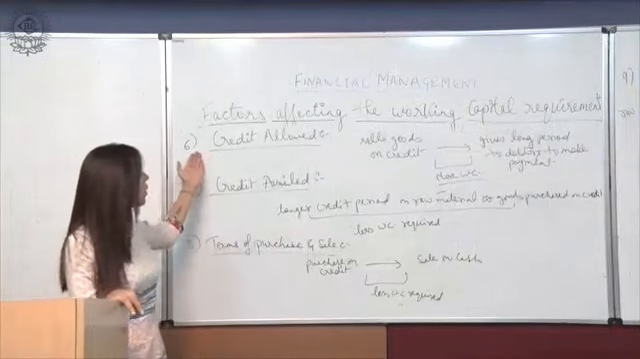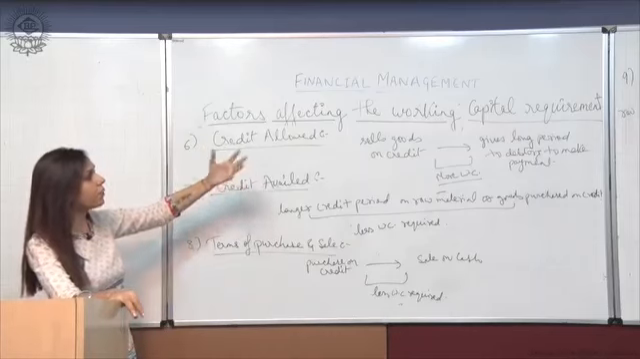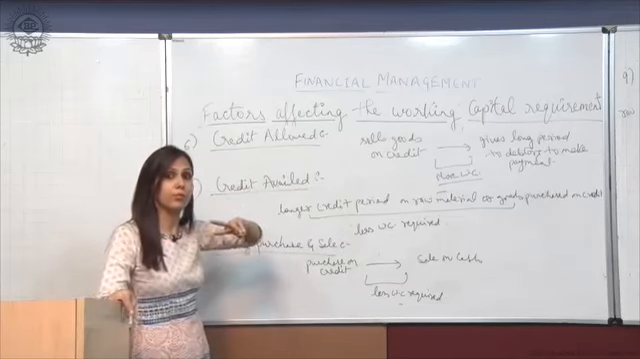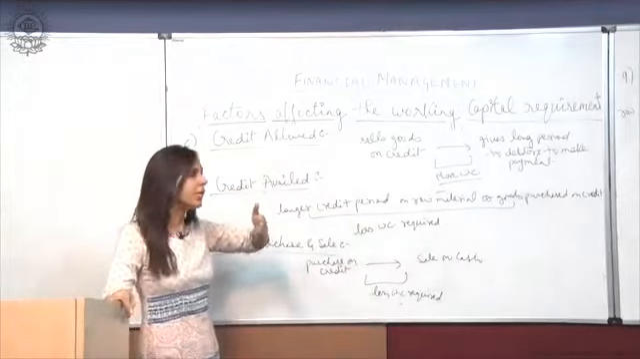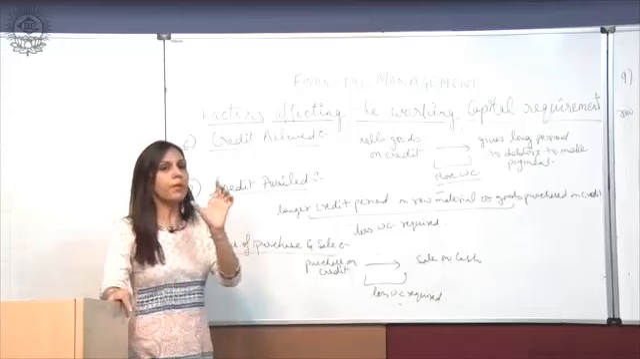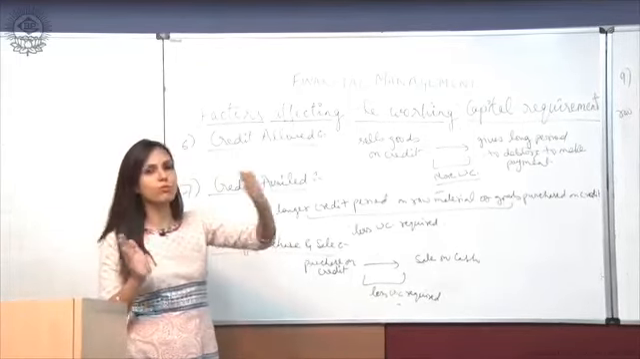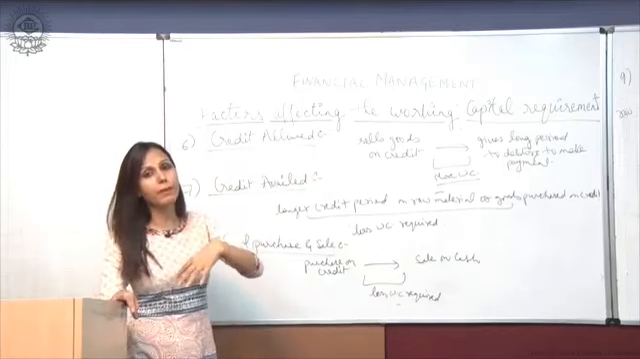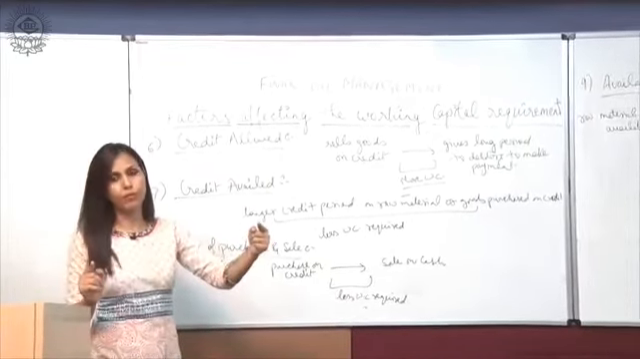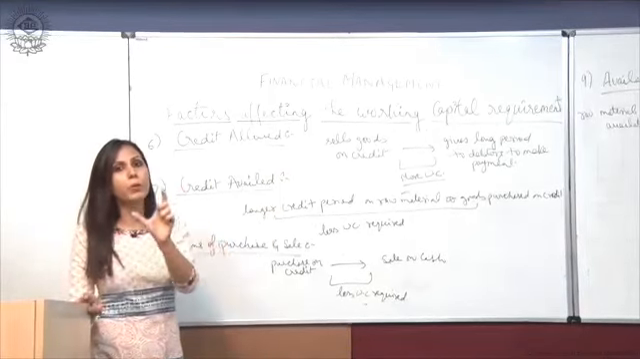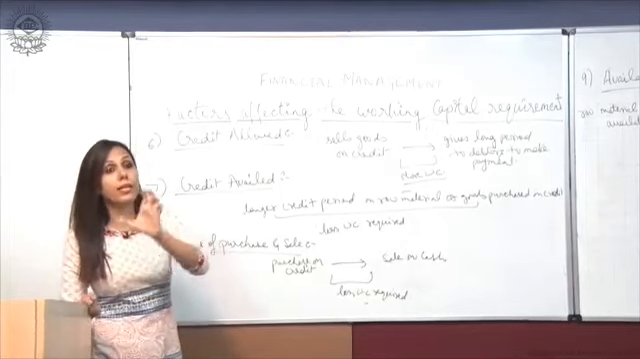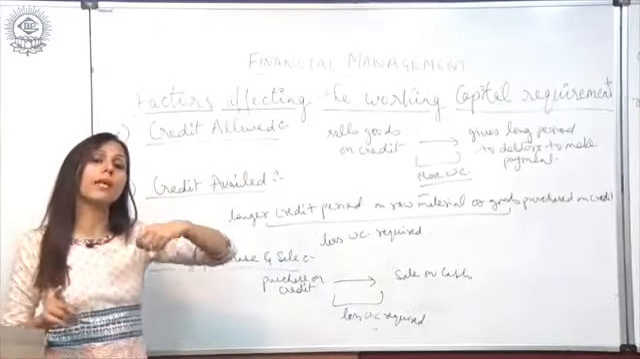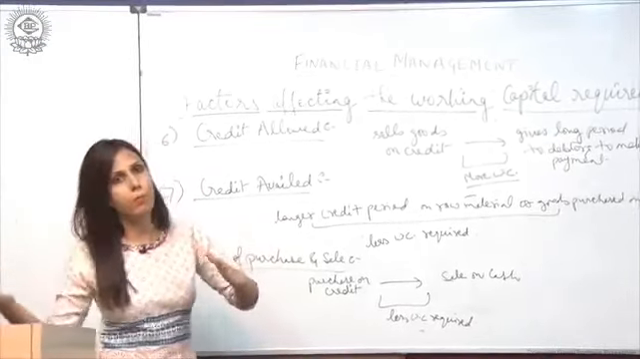Now, sixth point, that is credit allowed. If a company sells goods on credit and gives a long period of payment to the debtors, such companies require more working capital, because the period between selling goods to the debtors and when they give you the payment back is really very long. So the period between converting the finished product into cash, the cash which we are going to receive from the debtors, is long. Meanwhile we will be requiring more working capital to invest for further production.